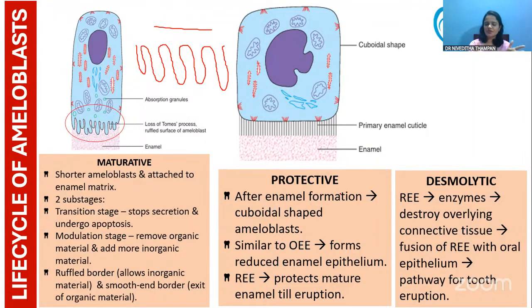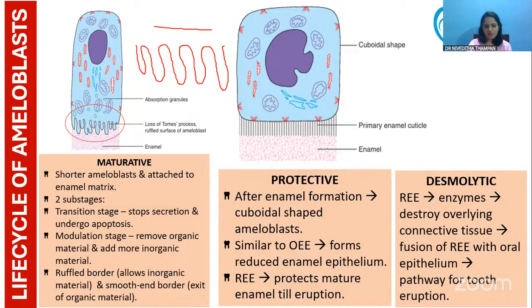Apoptosis means they will undergo cell death, normal cell death. They just degrade on their own. But the remaining 50%, or the remaining 75%, of the cells will remove organic material and add more inorganic material.